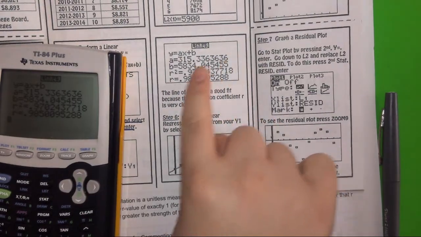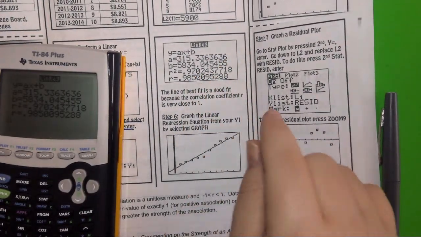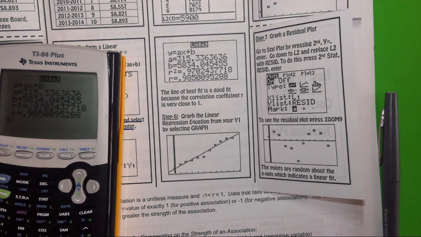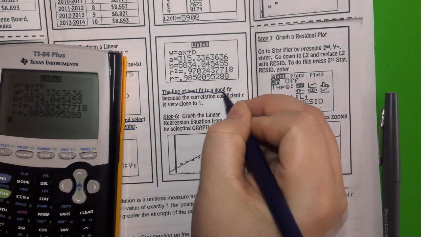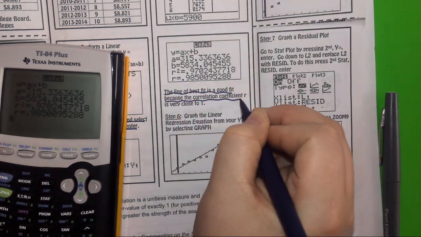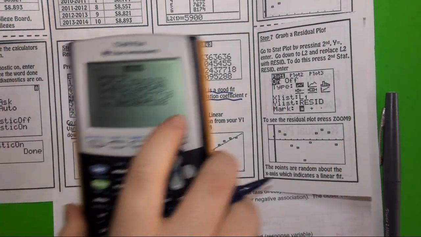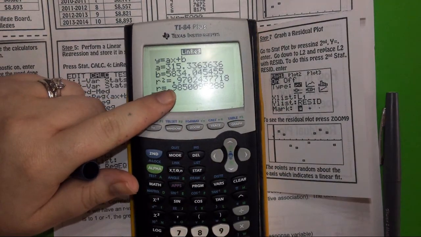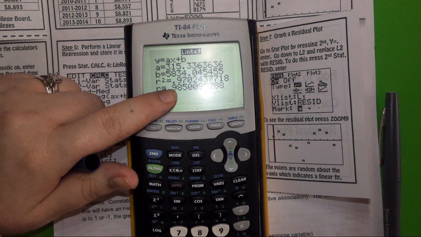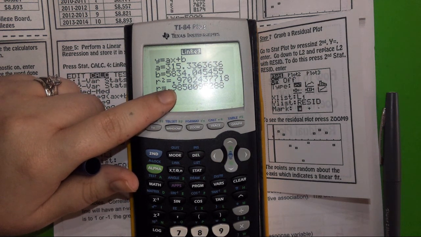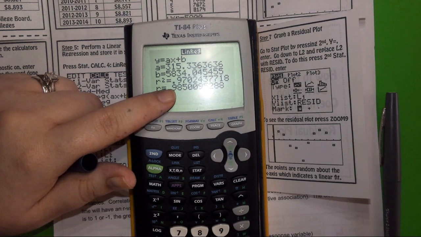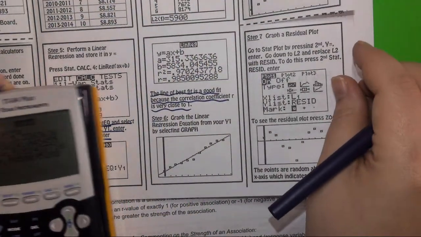Okay, so we got the same numbers as them. Hot dog, look at us. And this is the line of best fit. And our line of best fit is a very good fit because the correlation coefficient R is very close to 1. So if we look at it, we got 0.98. That's really good. Anything 0.9 and above is really good. That means our line and our data are really similar to each other.